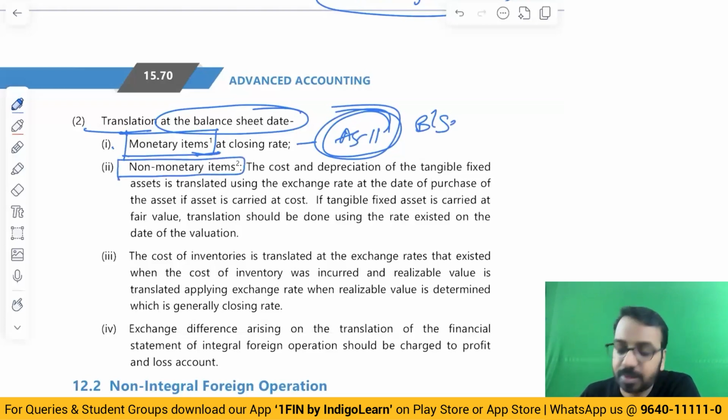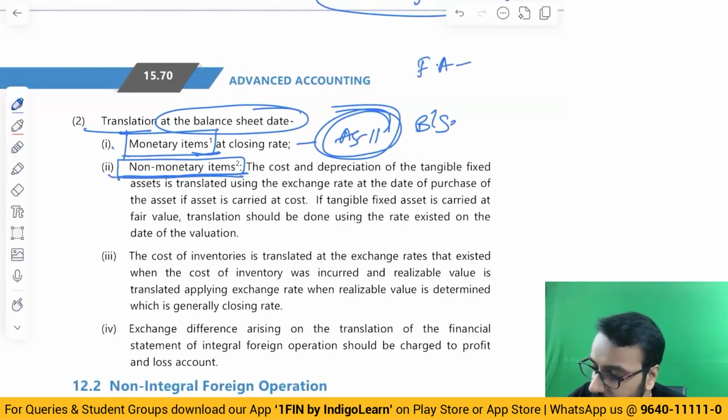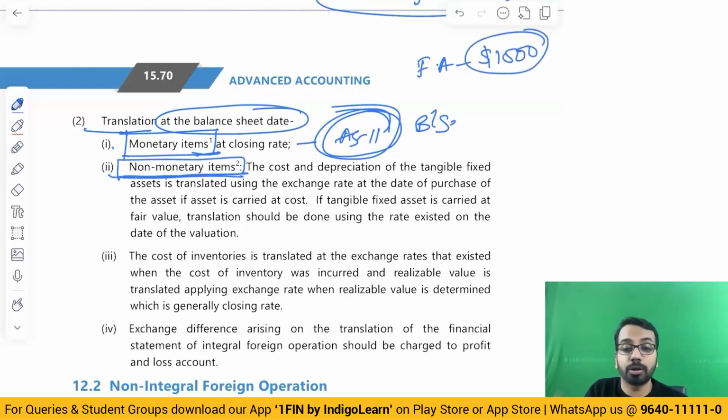Non-monetary items. What are these non-monetary items? Like fixed assets. Now, how do I value these non-monetary items? Let us say I have a fixed asset of $1,000. At what rate should I convert? What you should do is, because I am an integral foreign operation, I should use the rate on the date of transaction. I'm repeating once again: because I am an integral foreign operation, I should use the rate on the date of transaction. So then why did we not use this for monetary items?